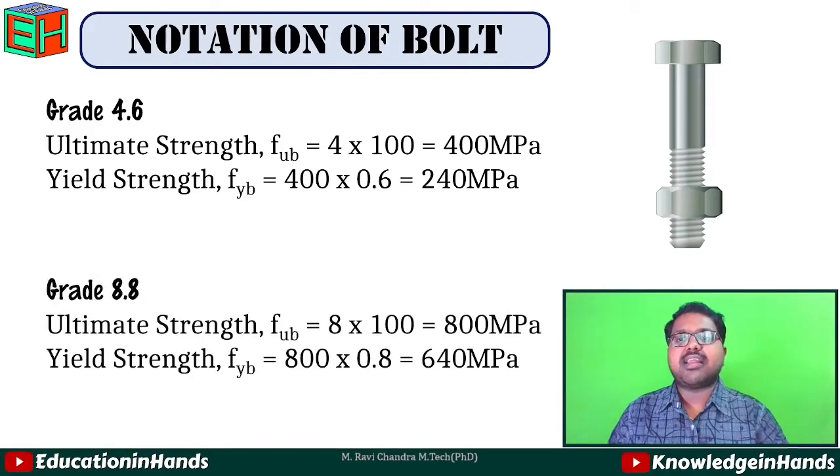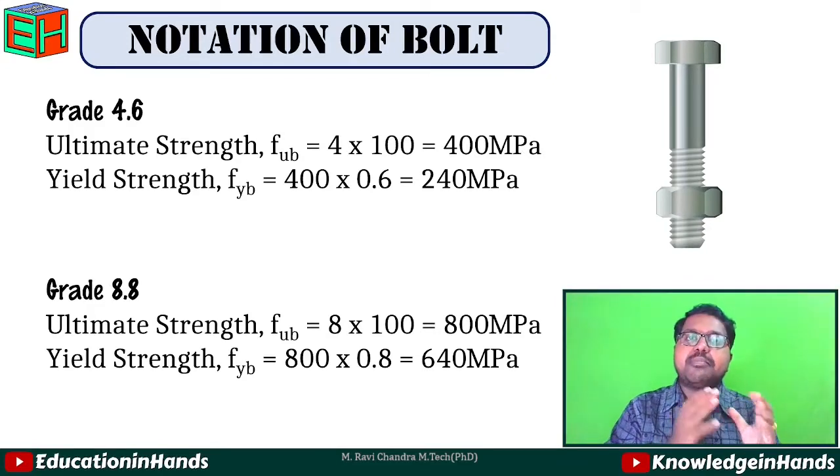Another one is grade 8.8, where ultimate strength FUB is 8 into 100, 800 megapascals, and FYB or yield strength is equal to 800 into 0.8, that is 640 megapascals. So these two are the mainly used grades of bolts. Likewise, we have different grades of bolts given in the notation like grade 4.6, 5.6, 5.8, 8.8 likewise. So this is the notation of the bolt.